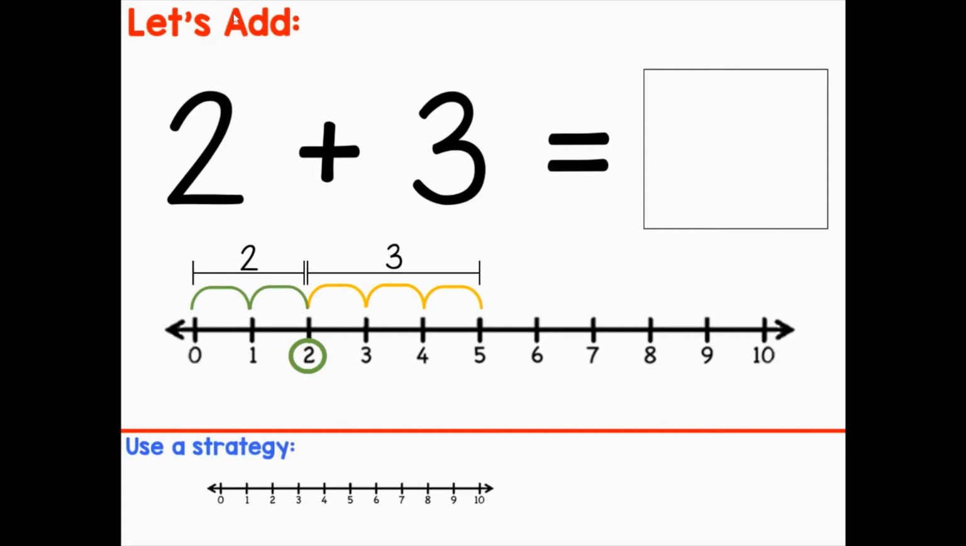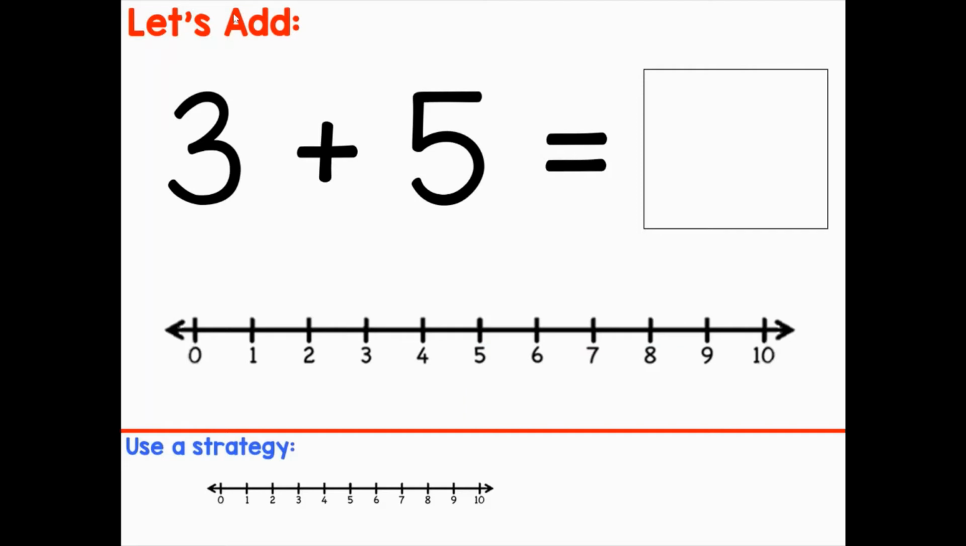Now that I have done 3 hops, I'm going to count all the hops together. My last hop landed me on what number? I hope you noticed that it landed me on the number 5, because 5 is our total. 2 plus 3 equals 5. If I counted all the hops together, I would count 1, 2, 3, 4, 5. 5 hops. Let's try it again.